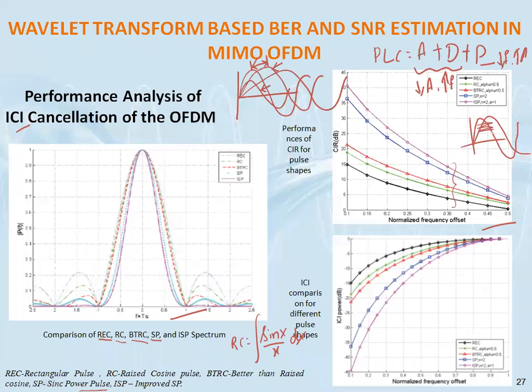So next is regarding intercarrier interference. Again, for the different types of signals, as we increase the frequency, the corresponding carrier interference rate is reducing. At some particular point, it becomes equal to 0.